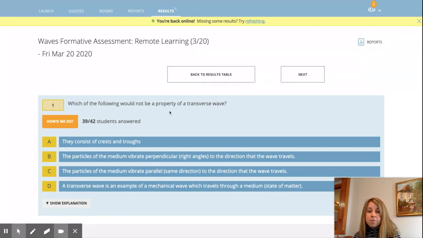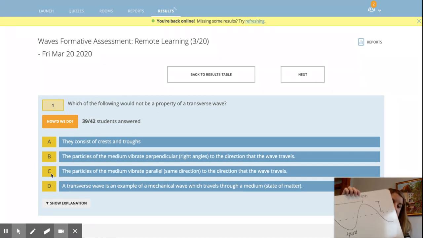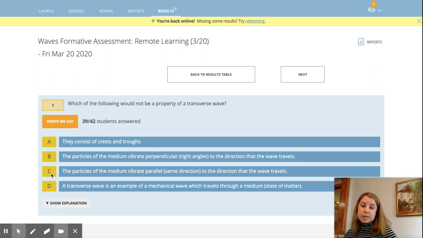The particles of a medium vibrate either perpendicular or parallel to the disturbance. So that was B and C. And then the last one is a transverse wave is an example of a mechanical wave, which needs a medium to travel through. So D is correct. So it has to be one of B or C. So a transverse wave, what happens is there's a disturbance here and it travels across. So that traveling across would tell us that it travels perpendicular. Okay, so the correct answer that is not a property is C.